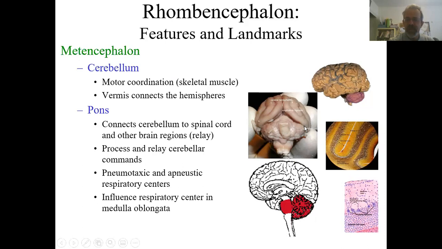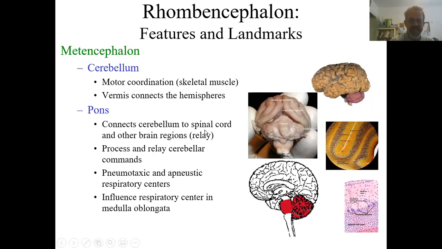This cerebellum consists, much like the cerebrum, this is actually from another animal, you can tell there's not many folds. Remember, the cerebrum is connected by the corpus callosum. The cerebellum is connected by the vermis that allows communication between the two sides.